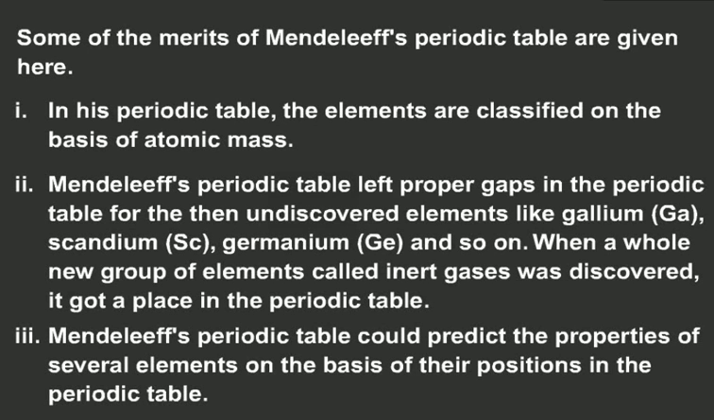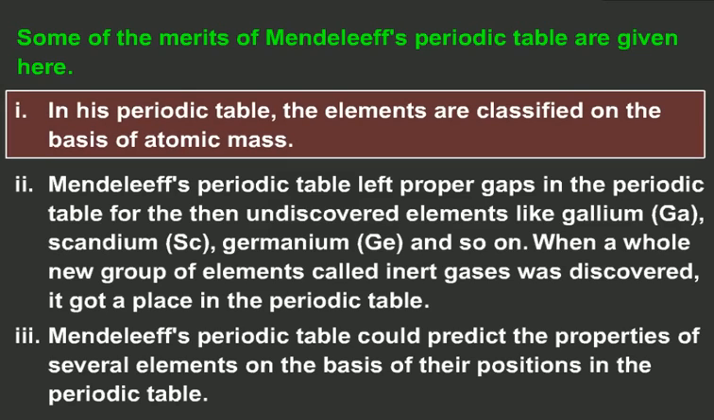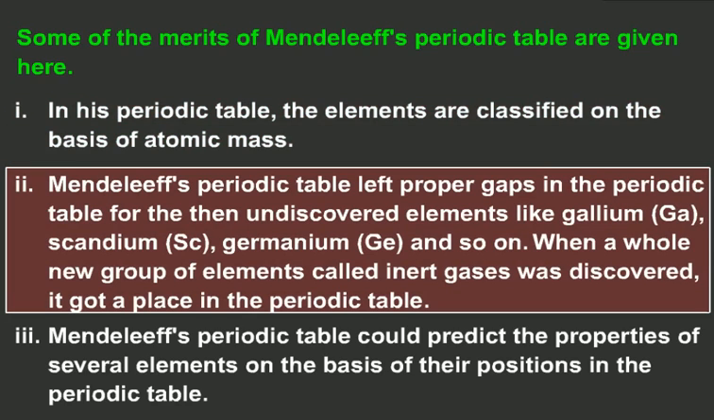Now let us discuss the merits of Mendeleeff's periodic table. The periodic table was of great help in the study of elements and their compounds. Some of the merits of Mendeleeff's periodic table are given here. Number 1. In his periodic table, the elements are classified on the basis of atomic mass. Number 2. Mendeleeff's periodic table left proper gaps for the then undiscovered elements like gallium, denoted by Ga, scandium, denoted by Sc, germanium, denoted by Ge, and so on.